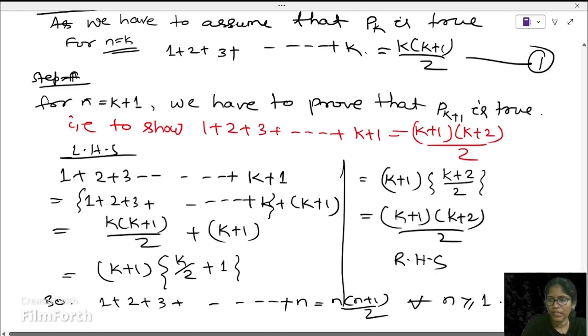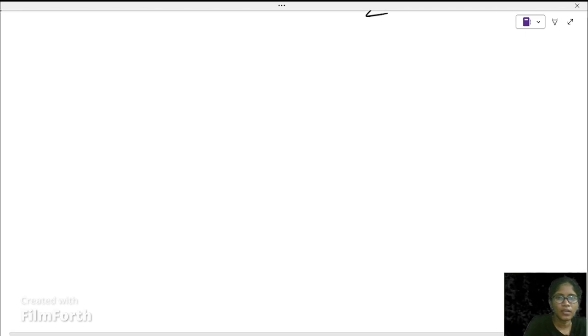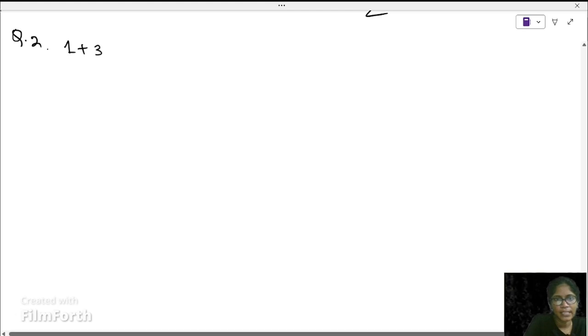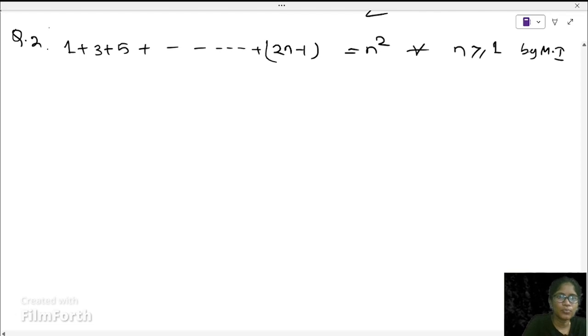Got it. Next, let's do another question, question number 2. Prove that 1 plus 3 plus 5 plus up to 2n minus 1 is equal to n square for all n greater than or equal to 1 by method of induction. Okay, prove this.